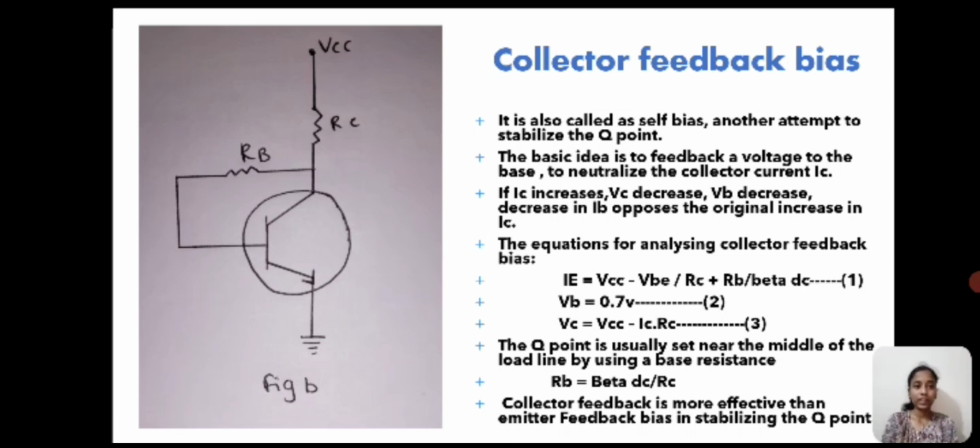The Q point is usually set near the middle of the load line by using a base resistance. The equation obtained is RB is equal to beta DC divided by RC. Collector feedback is more effective than emitter feedback bias in stabilizing the Q point. This is all about the collector feedback bias.